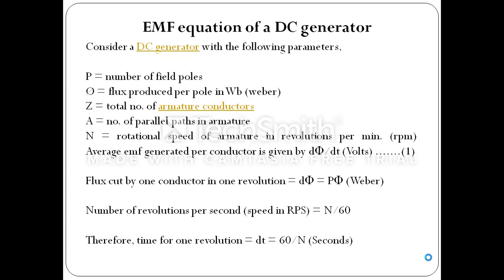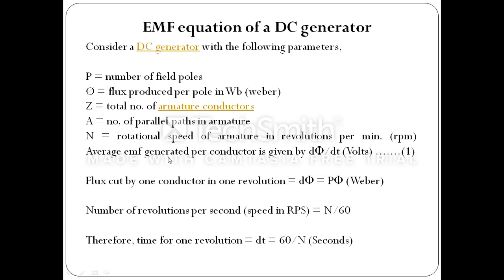Consider a DC generator with the following parameters, where P is equal to the number of field poles, phi is equal to the flux produced per pole in Weber, that is in Wb. Then Z is equal to the total number of armature conductors. A is equal to the number of parallel paths in the armature. N is equal to the rotational speed of the armature in revolutions per minute, that is in RPM.